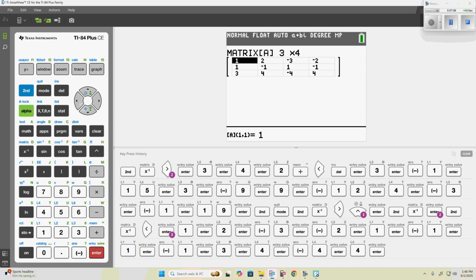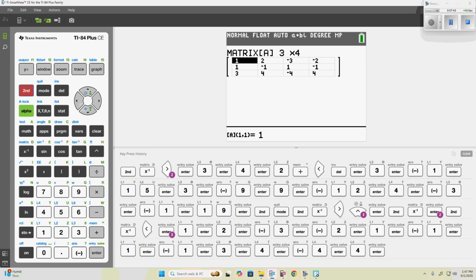Can you show me how to get that? Second matrix. Second. Go over to edit. And we'll press enter. We'll put it in the first one. 3 by 4. Yep. We're able to all get it typed in.